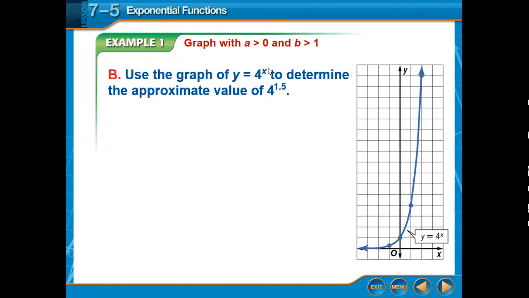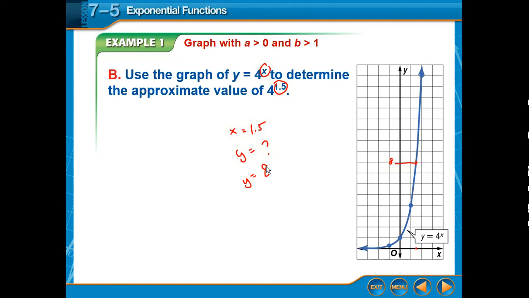So since x is the exponent, that means x is 1.5. I want to know what y is when x is 1.5. So I go on my graph and figure out where 1.5 is. It's there. So I go up, up, up, up until I get to a point on the graph. And then I look over and see what the y value is there. So 1, 2, 3, 4, 5, 6, 7, 8. So this is going to be 8. y equals 8.